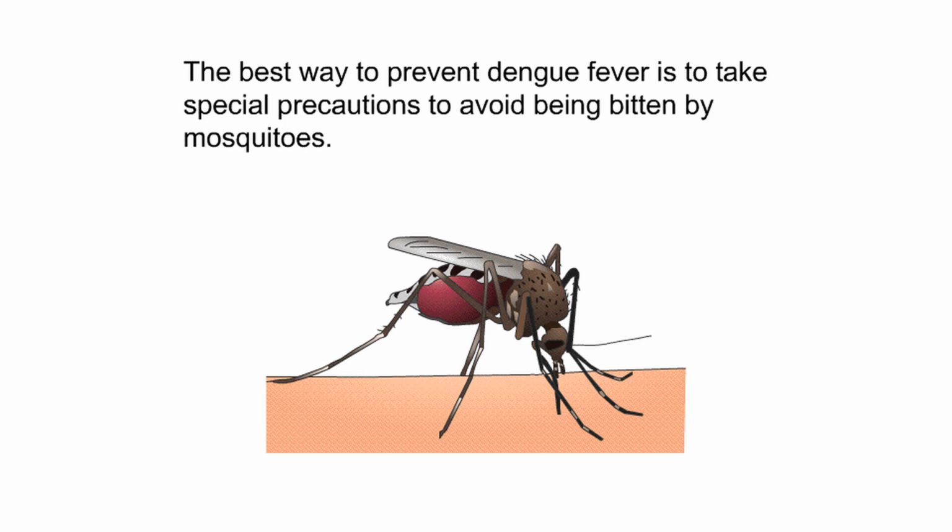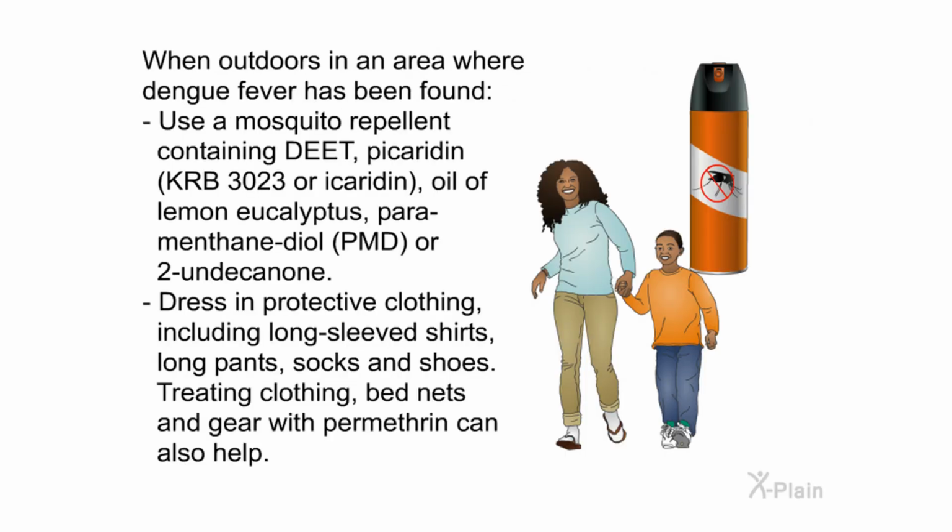Prevention. The best way to prevent dengue fever is to take special precautions to avoid being bitten by mosquitoes. When outdoors in an area where dengue fever has been found, use a mosquito repellent containing DEET, picaridin, KRB 3023 or icaridin, oil of lemon eucalyptus, paramethane diol, PMD, or 2-undecanone.